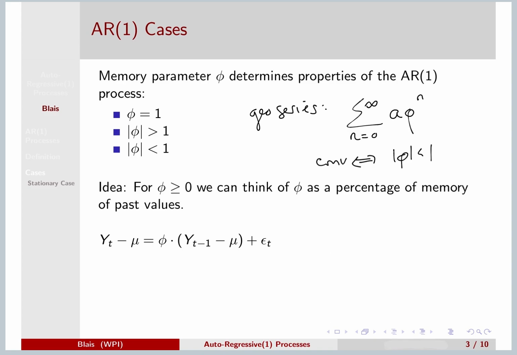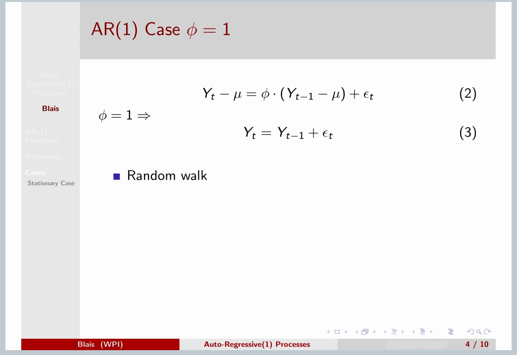So we'll delve into that, but again, it's really helpful to think of phi as memory. So it differs from its mean today by remembering a piece of how it differed from its mean yesterday. And again, this case of phi in size being less than 1 is the case that we will focus on. Let's look at the other two cases first.